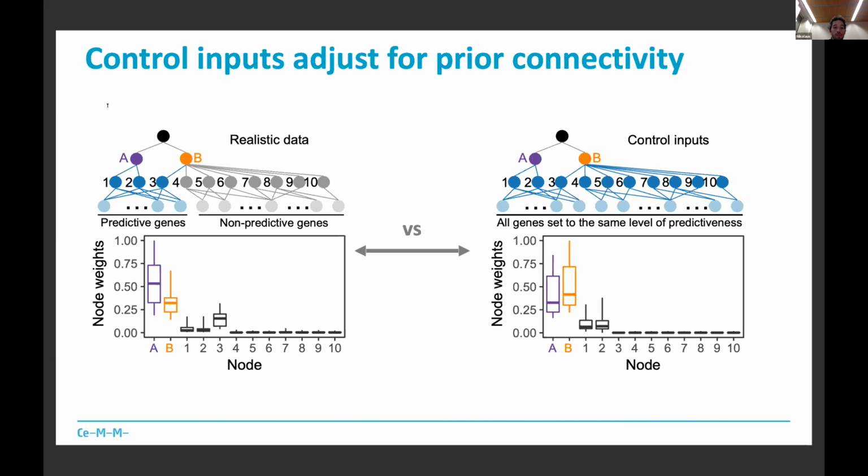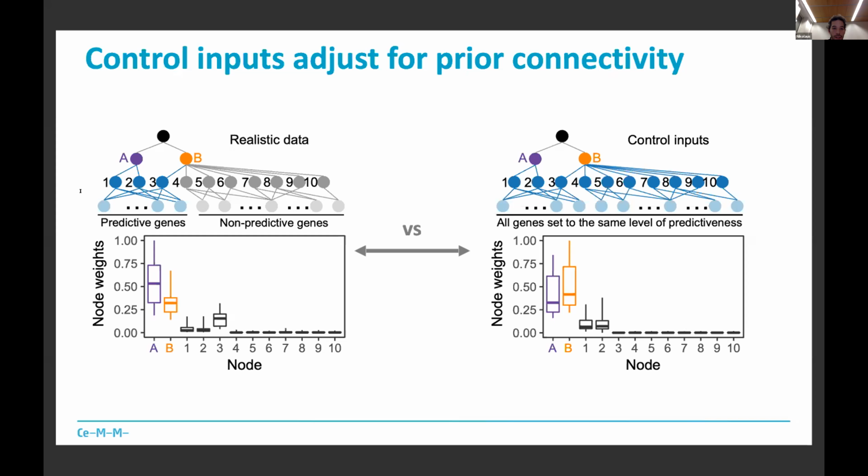So again, I simulated some networks to demonstrate this. And here I simulate a network that has two hidden layers, the first layer and the second layer. The first layer has two nodes, A and B, and then the second layer has these 10 nodes. And you can see there's a very specific connectivity here. And again, I simulate this type of realistic data where certain genes are predictive and others are not.